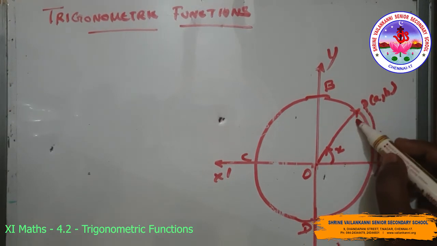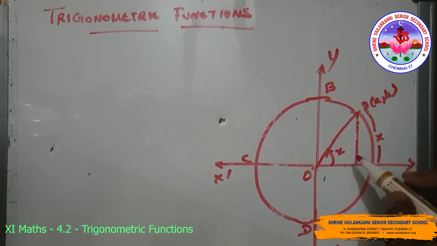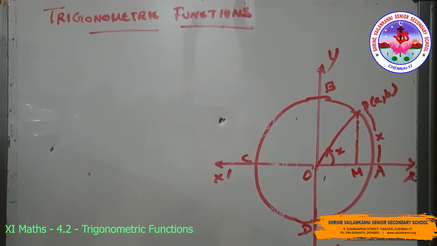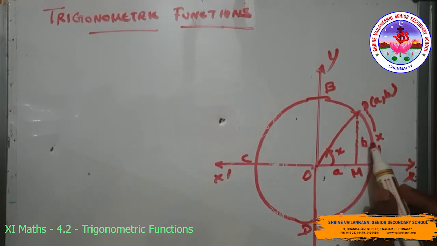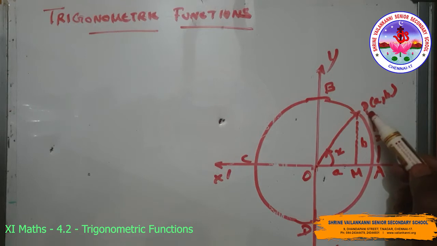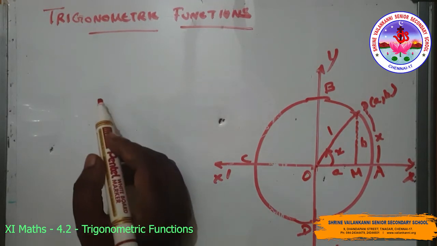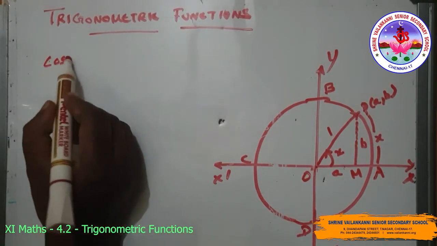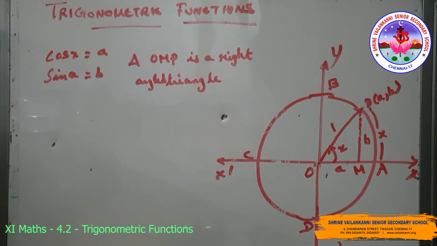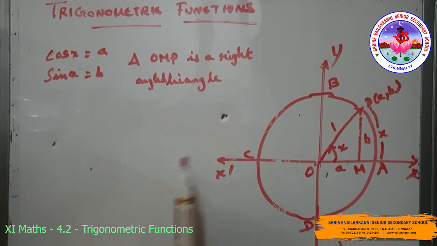Drop a perpendicular from P to OA. Let's take this point as M. So triangle OMP is a right triangle. Since the coordinates of point P are A and B, and it is a unit circle with radius 1, we have cos x equal to A and sin x equal to B.